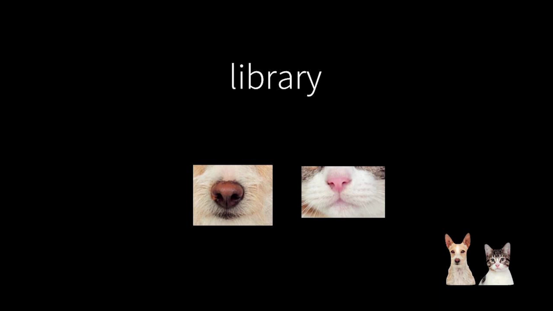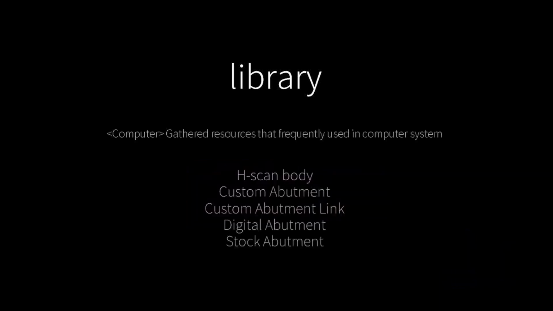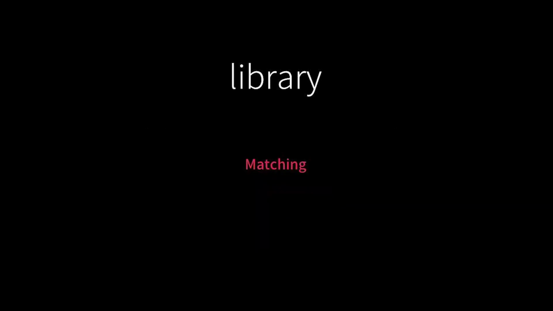The library for a prosthetic system means a collection of these full images on the computer. What Doeun system provides as a library is for its various prosthetic components, such as the H scan body, the CA, or custom abutment, Link, DA, which stands for digital abutment, and the stock abutment. This library of the components are used to match up the scan to the full component.